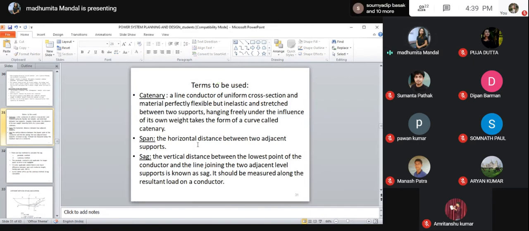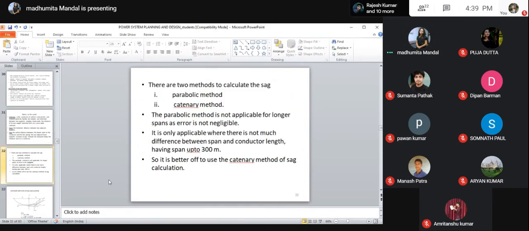Span, the horizontal distance between two adjacent supports. Then sag, the vertical distance between the lowest point of the conductor and the line joining the two adjacent level supports is known as sag. It should be measured along the resultant load on a conductor. So there are two methods.